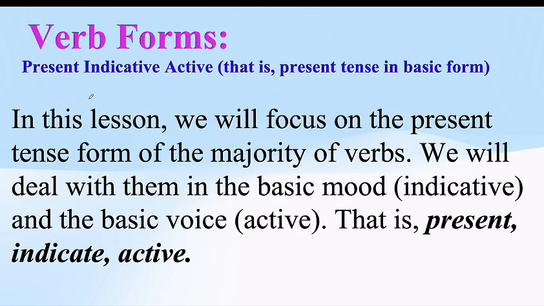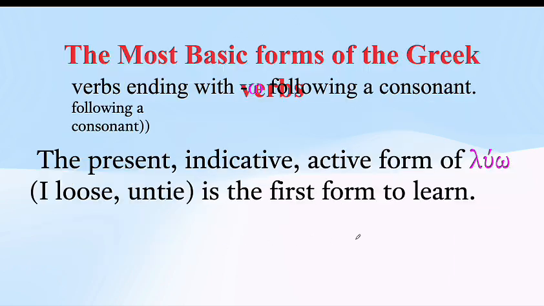Verb forms. The present indicative active, that is the present tense in basic form. Now in this lesson, we will focus on the present tense form of the majority of verbs. We will deal with them in the basic mood, that is indicative, and the basic voice, that is active, that is present indicative active. So these are the most basic forms of the Greek verb.